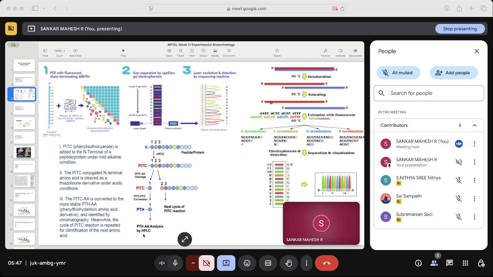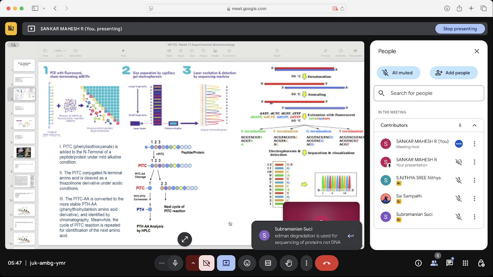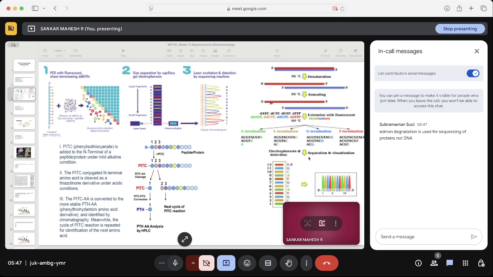Let's say you have a particular amino acid that is covalently modified with this phenyl isothiocyanate, and if you run it on HPLC, you will know its retention time. For every amino acid that is being broken down and separated, you will get the corresponding retention time with which you can accurately tell what the amino acid is. Yes, is there a question? That's what I told. Edmond degradation is used for sequencing of proteins. That's what I've been explaining here.